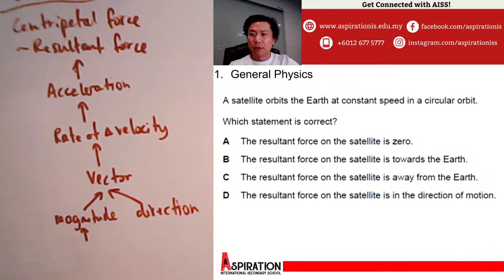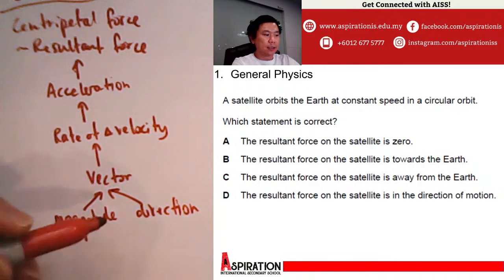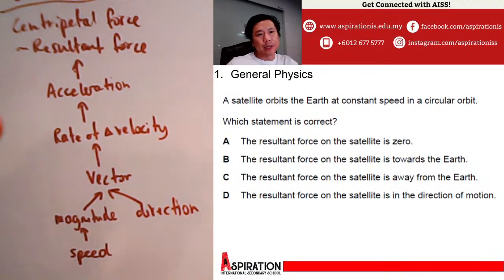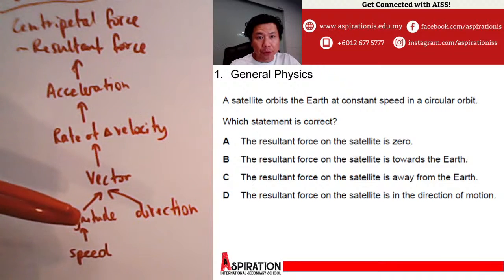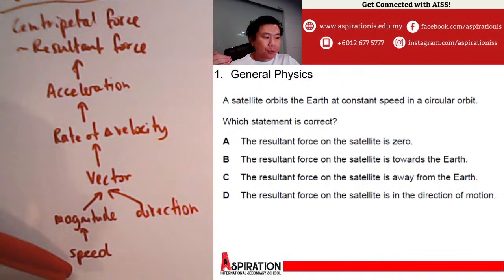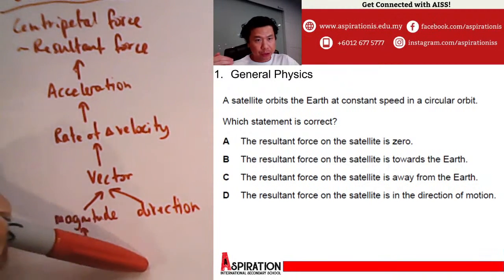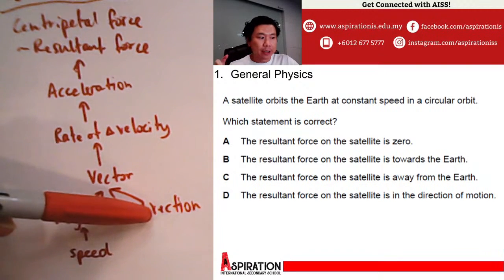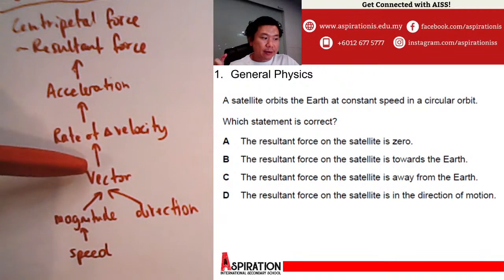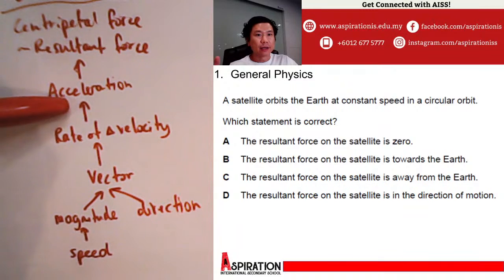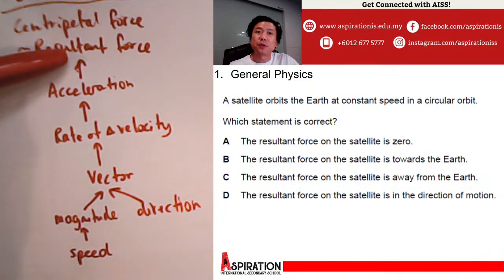No, no, no. The magnitude for velocity is known as speed. Okay, so let me get this straight. This is the revision for you, please listen. Let's say the speed did not change. The speed stays constant, but direction changes. That would mean that velocity changes, and that would mean that there is acceleration. And that would mean that there will be a resultant force, which is centripetal force.